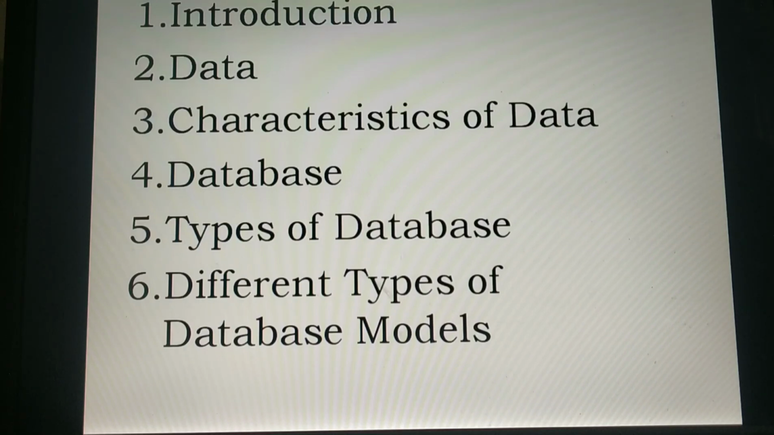Later we discussed the database. The database is designed using two types, that is centralized database and distributed database. Later I will explain the types of databases, right? There are 5 types of databases. I will explain all the 5 types. Next we discussed the database management system.